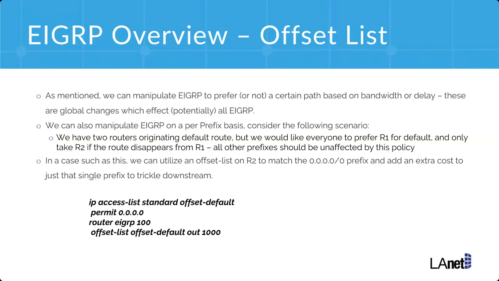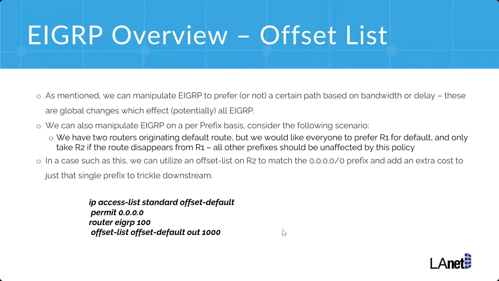This is a perfect use case of when offset list becomes handy, because offset list allows us to match on an ACL and then just add extra cost to just that single prefix. Now I say a single prefix, but since I'm matching on an ACL, I could also match on multiple prefixes. In my example, it's a single prefix, which is the quad 0. And then here you can see an example of how I do this. I just set up my access list, offset default, permit the quad 0, and then I go into EIGRP and I set up an offset list and I call my access list and then I say whatever my metric is. Here I've picked 1,000 just because that's a nice round number. You can pick pretty much any number you want and it will work.